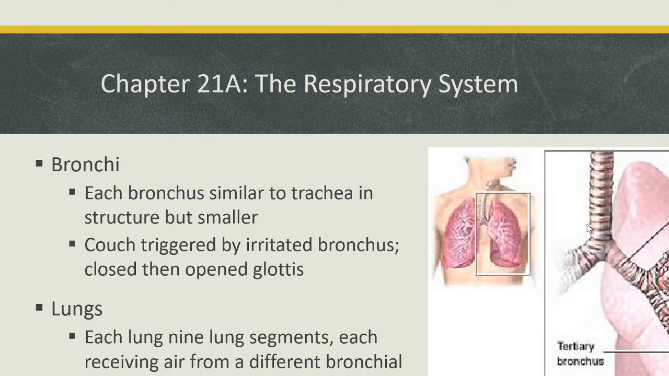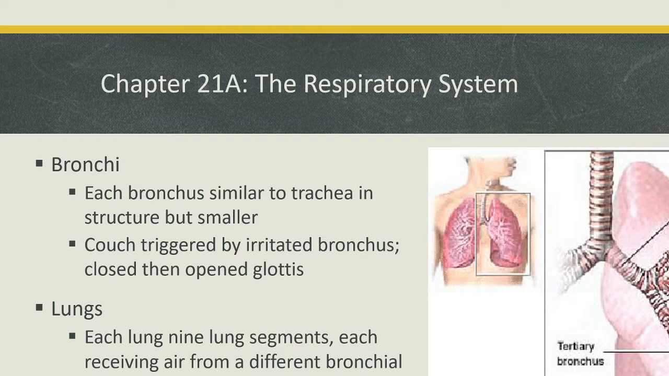And then the bronchi are these two separate pipes that extend out from the trachea, and then each bronchus branches into smaller and smaller. So each bronchus is similar to the trachea in structure, but smaller. And when you cough, it's usually triggered by an irritated bronchus.